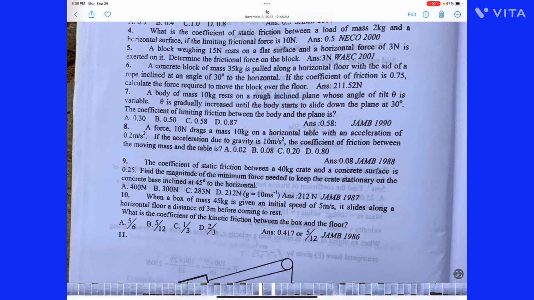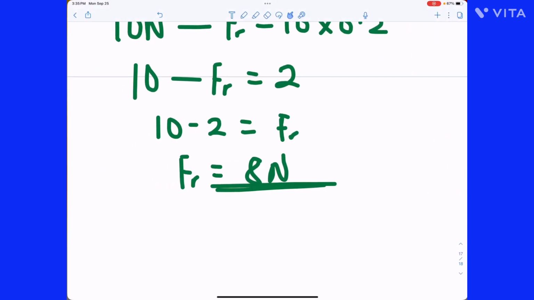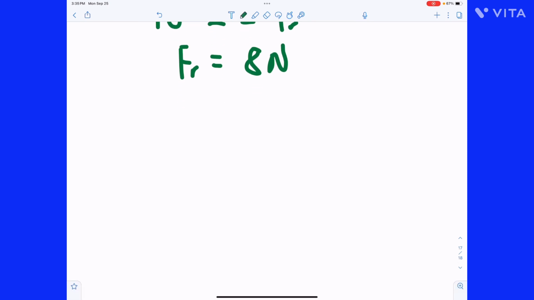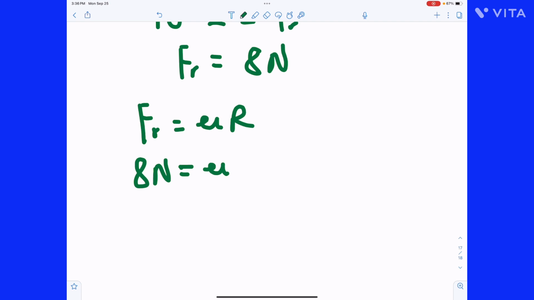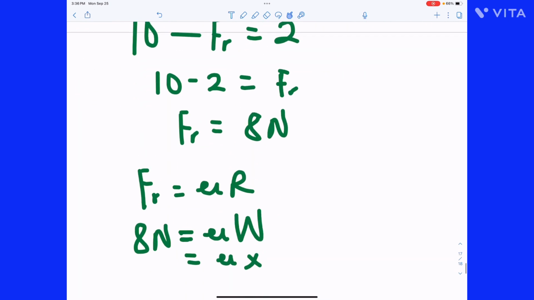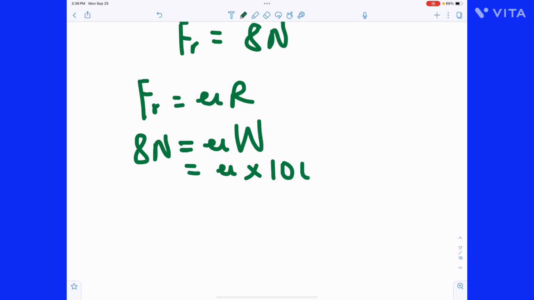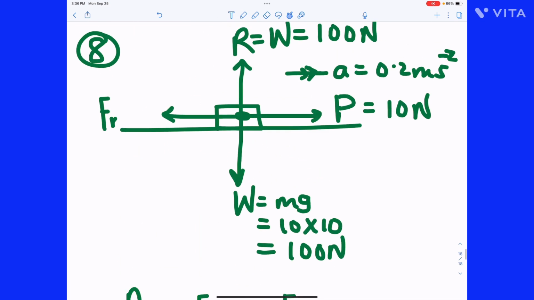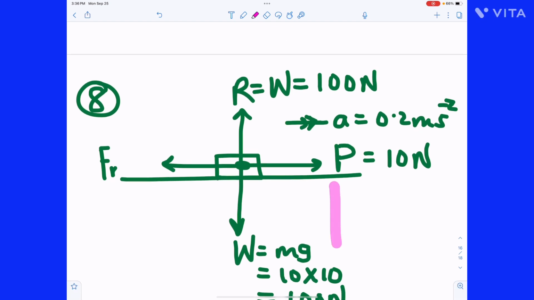That was what question? I think it says the coefficient of friction between the moving mass and the table. Okay, I think we are not done yet. We know the frictional force, but we actually need the coefficient of friction. So we will still do frictional force is mu R. In this case, 8 newton will be mu times what? W. R is the same thing as W, so that's mu times, what is the weight? Okay, 100 newton. Mu times 100 newton. So the weight is 100 newton.